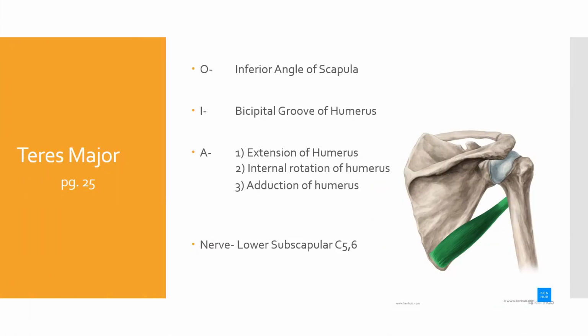Teres major origin, inferior angle of scapula. Insertion, bicipital groove of humerus. Three actions include extension of humerus, internal rotation of humerus, as well as adduction of humerus.